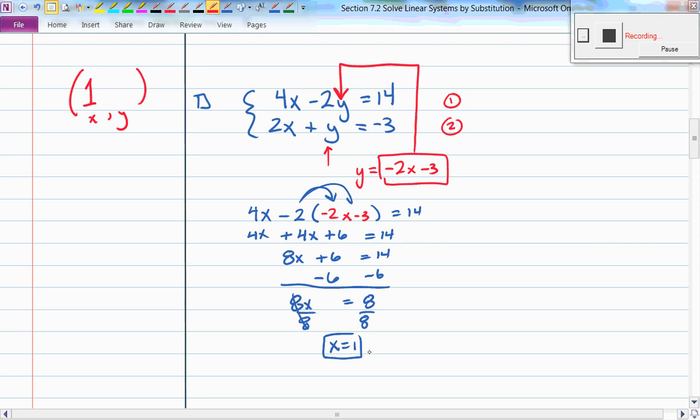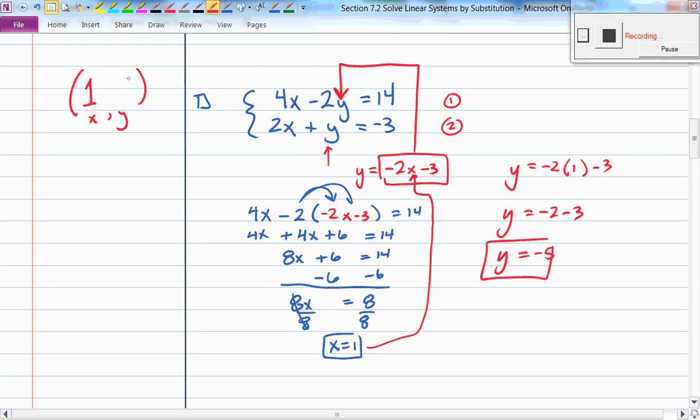So to solve back for y, I can resubstitute the x right here and get y. And I would see that y is equal to negative 2 times 1 minus 3. So y would be negative 2 take away 3. So y has to be negative 5. So the solution to this system of linear equations has to be 1, negative 5.